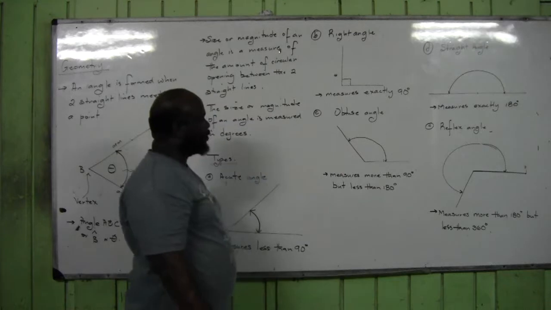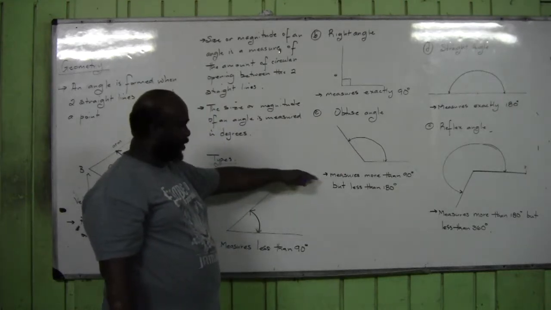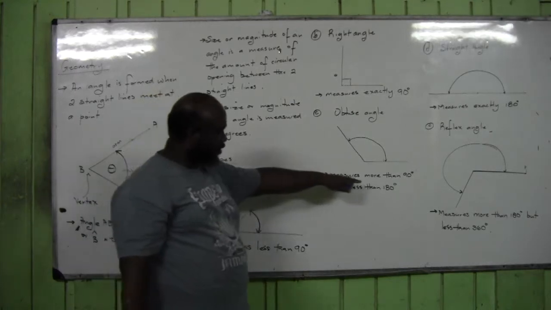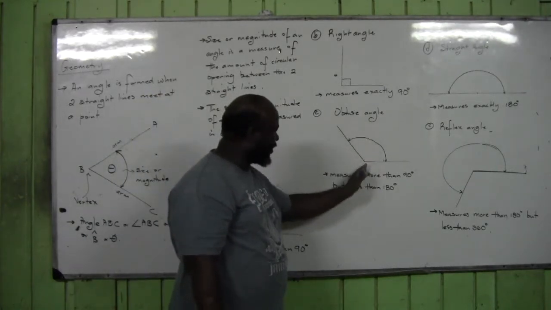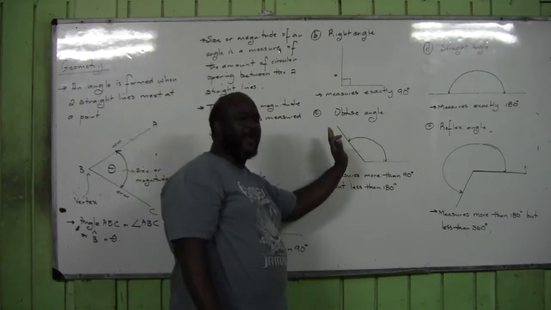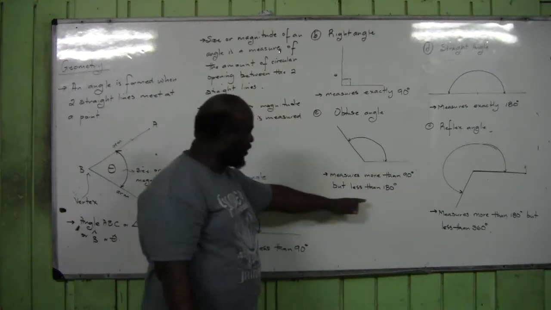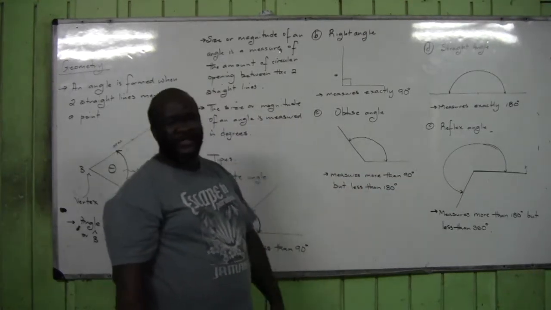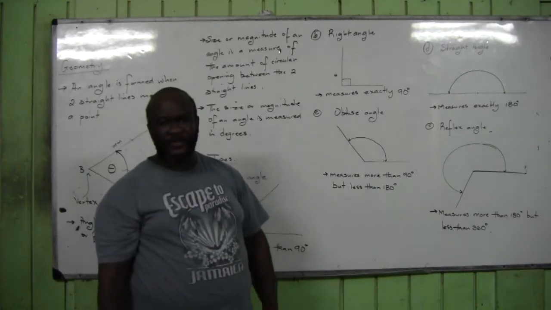Now, let's talk about the obtuse angle. The obtuse angle measures more than 90. You notice that the L would be right here. It has gone beyond the L. It's opening and it has gone beyond the L. So now it measures more than 90 but less than 180.